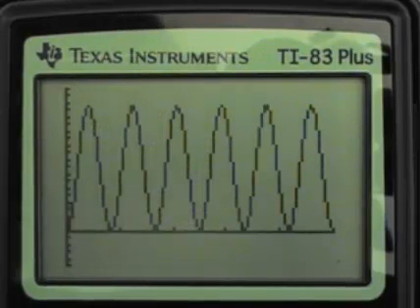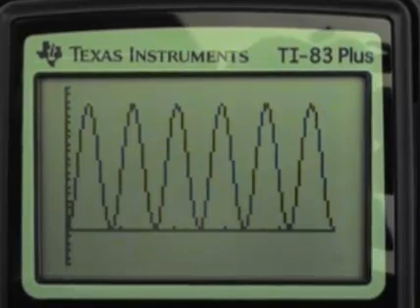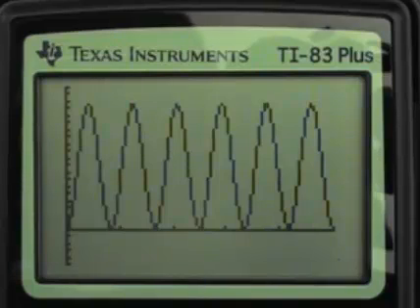So now we take a look at the graph, and we can see there are 6 periods there on that graph. So that means there are 6 oscillations. So the answer to this problem is 6.